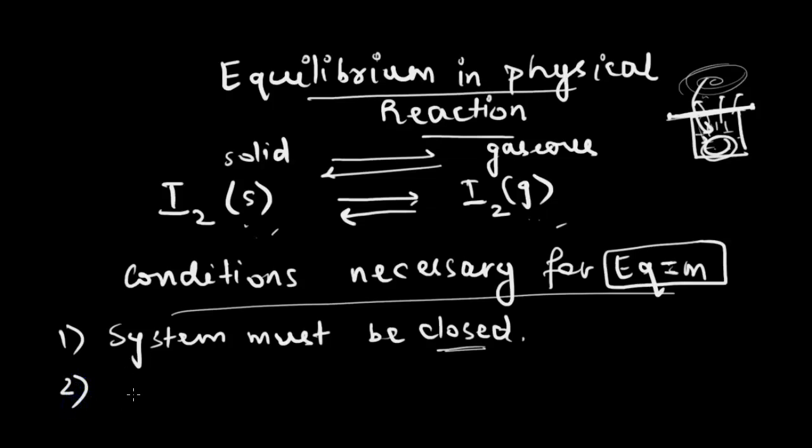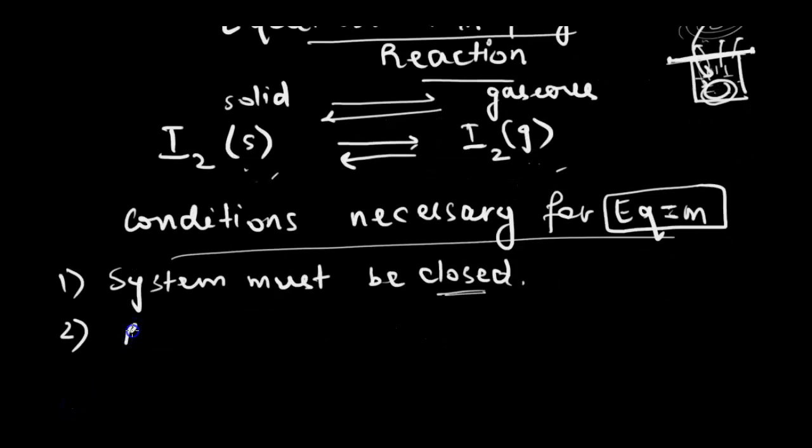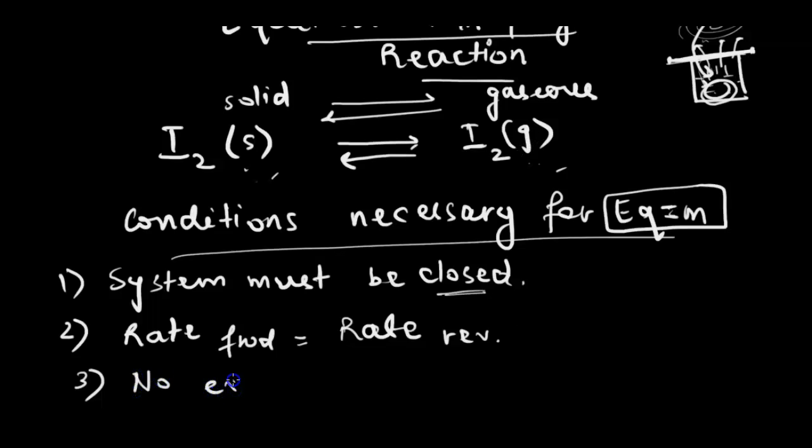Second condition, which we have already discussed, is that the rate of forward and backward reaction should be equal. That means the speed at which the forward and the reverse reaction takes place should be the same. If the forward reaction is taking place fast and the backward reaction slow, then we would see more of the product forming in the reaction mixture. So for equilibrium to occur, we should not be able to see any physical change happening in the reaction mixture. Third is, no external changes should happen while the reaction is taking place.